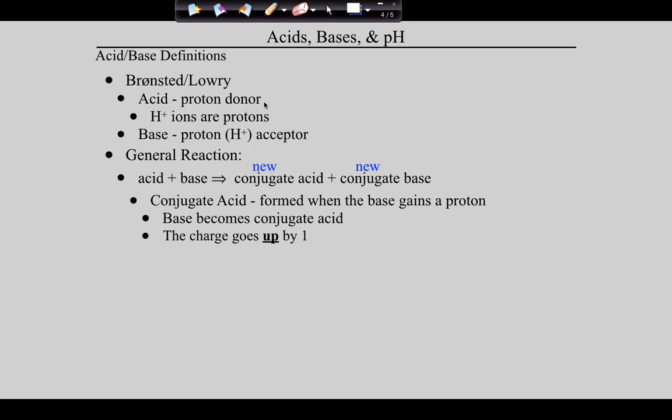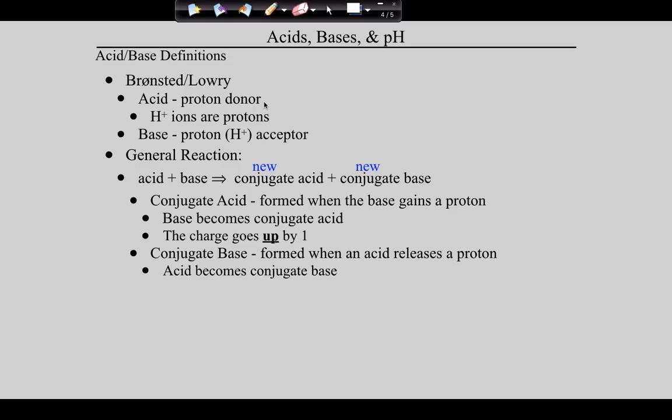So a conjugate acid is formed when the base gains a proton. So basically, the base becomes the conjugate acid, and when that happens, the charge goes up by 1. Similarly, the conjugate base is the thing that is formed when the acid loses or releases a proton. So fundamentally, the acid becomes the conjugate base, and when that happens, the charge goes down by 1.